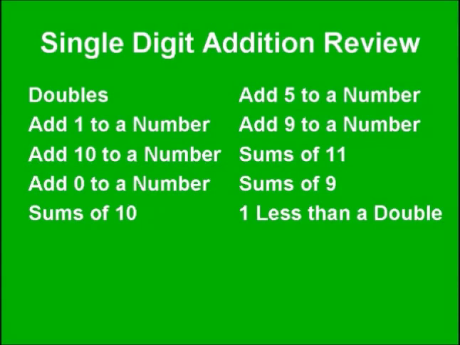The review of all single-digit addition lessons is as follows. Doubles, add 1 to a number, add 10 to a number, add 0 to a number, sums of 10, add 5 to a number, add 9 to a number, sums of 11, sums of 9, 1 less than a double. Continue practicing with the child a few minutes every day as the child learns more advanced mathematical concepts.